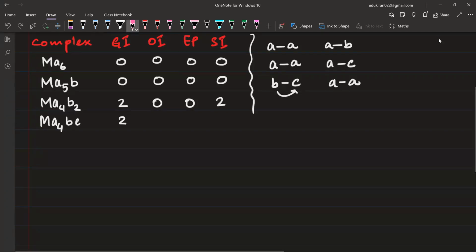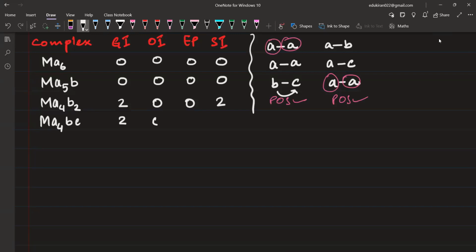Let us look at optical isomers. A opposite to A. So, obviously, plane of symmetry is present. Here also, A is opposite to A. Two same ligands at 180 degree. That means plane of symmetry is present and optical isomer will not be present. So, optical isomers is zero and total stereo isomers is two. Now, the next case that we are going to have is very important.